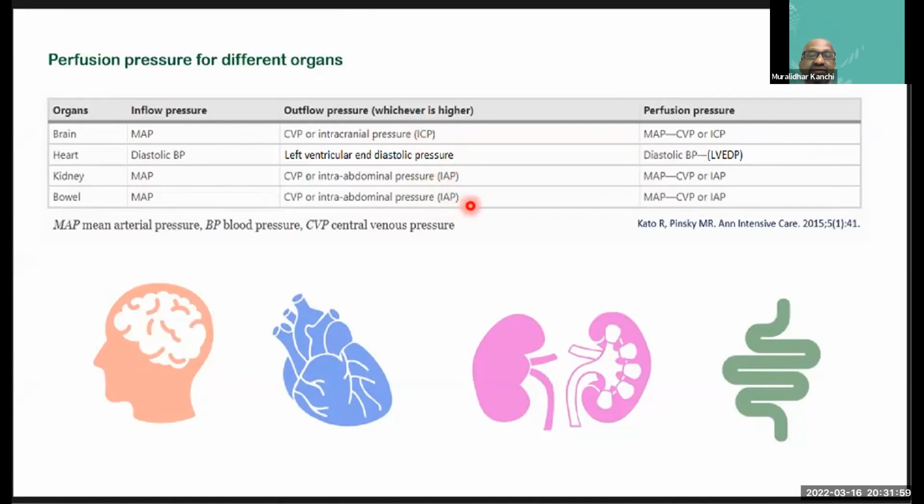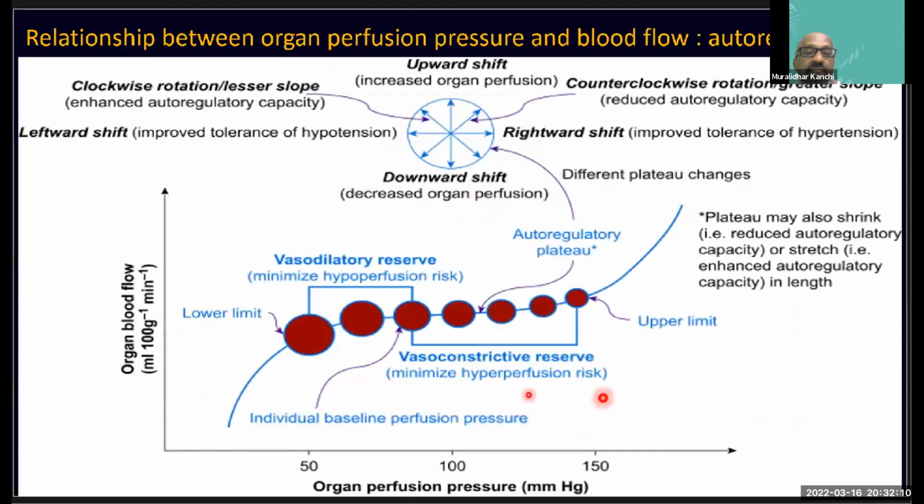So there is a difference in how the blood is perfused in a given individual when you come to each of the organs. This relationship shows the relationship between the organ perfusion pressure and the organ blood flow. And the blue line represents the autoregulatory curve. You can see that when the autoregulation is operational, that is between 50 to 150 millimeters of mercury mean arterial pressure, the vessels either dilate or constrict and keep the blood flow constant irrespective of the blood pressure level, when it is between 50 to 150 mean arterial blood pressure.